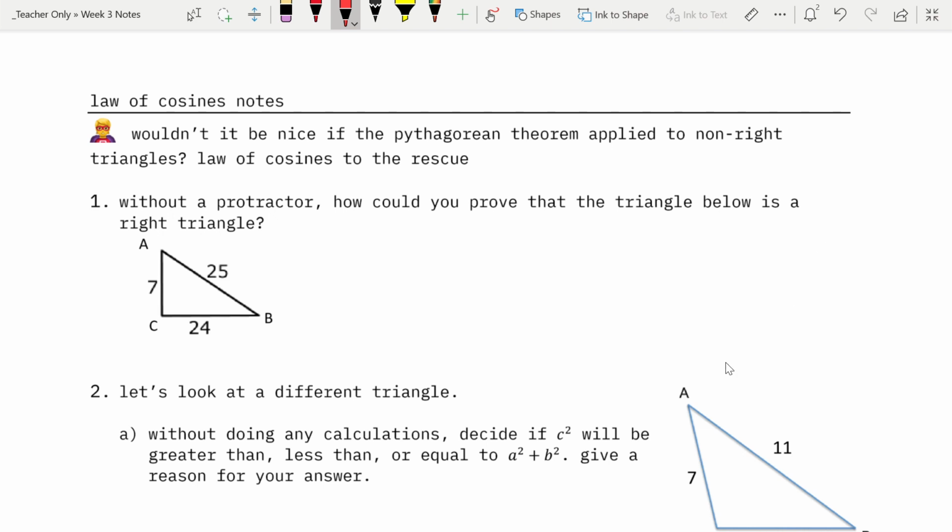Okay, this is going to be a video on the law of cosines. So we've covered the law of sines, which is a bit nastier in terms of algebra than this one, so hopefully this will be a bit quicker.